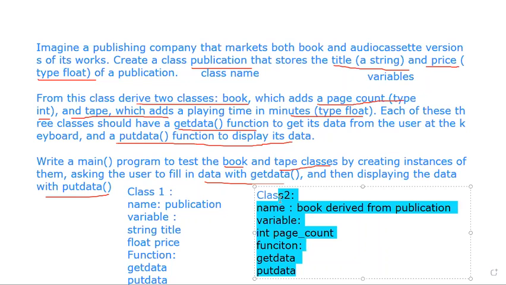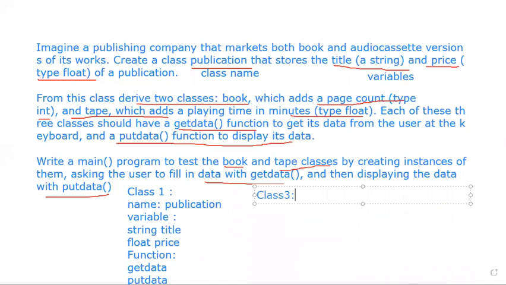So class 3 will look something like this. Let's remove class 2 and write class 3 here. What will be the name? The name will be tape, as given, and it's derived from publication. Now one thing to notice here: they haven't specifically said whether to use public inheritance or private inheritance. That means it's up to us. Whenever they give the choice where you can use public or private, it's always better to use public. It makes things easier in the code.